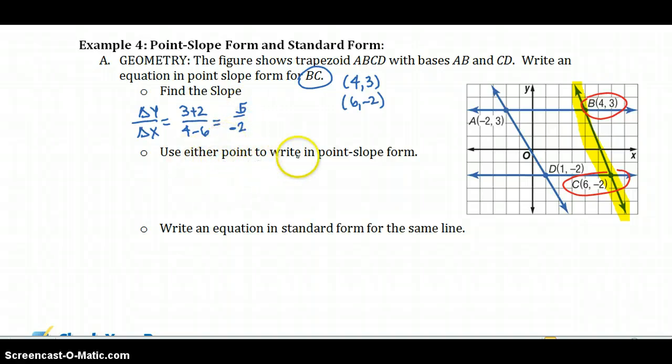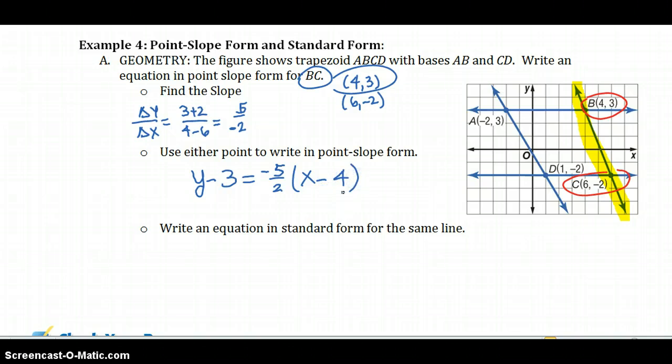Use either point to write it in point slope. I typically pick the one that doesn't have a negative, so it's y minus 3, so I'm picking the first point, equals negative 5/2 times x minus 4. There we go. Write an equation now in standard form for the same line.